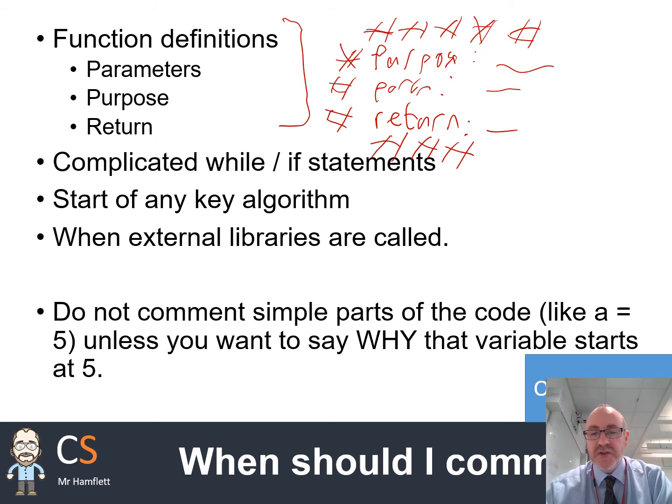Don't comment simple parts of your code like a equals 5 because we can tell what's going on. It's not a big deal. You may want to say why the variable starts at 5, possibly. If it makes a difference to the algorithm, absolutely do so. But what I'm trying to get at, you don't comment every line of code, just things which are important.